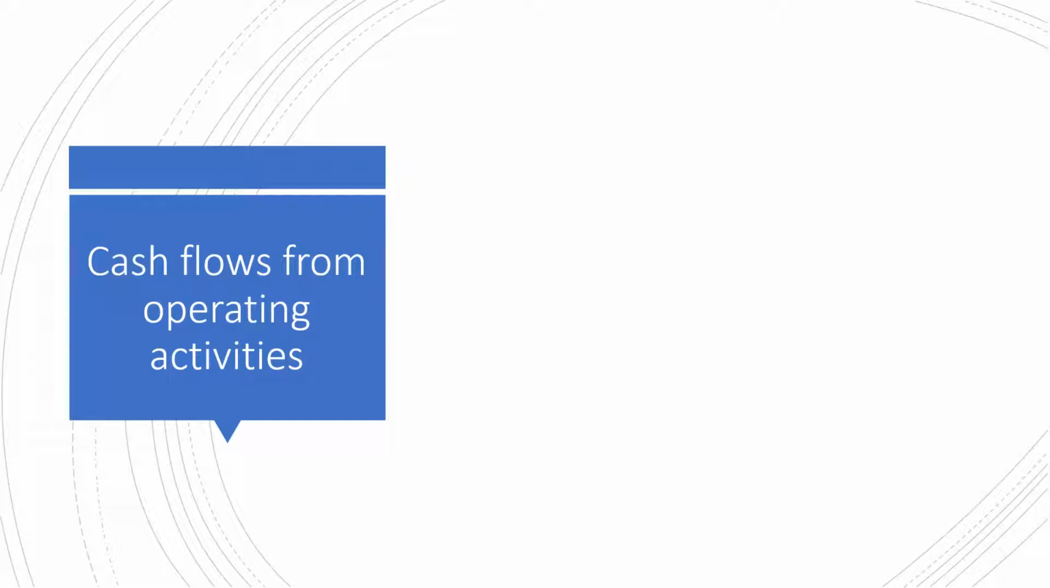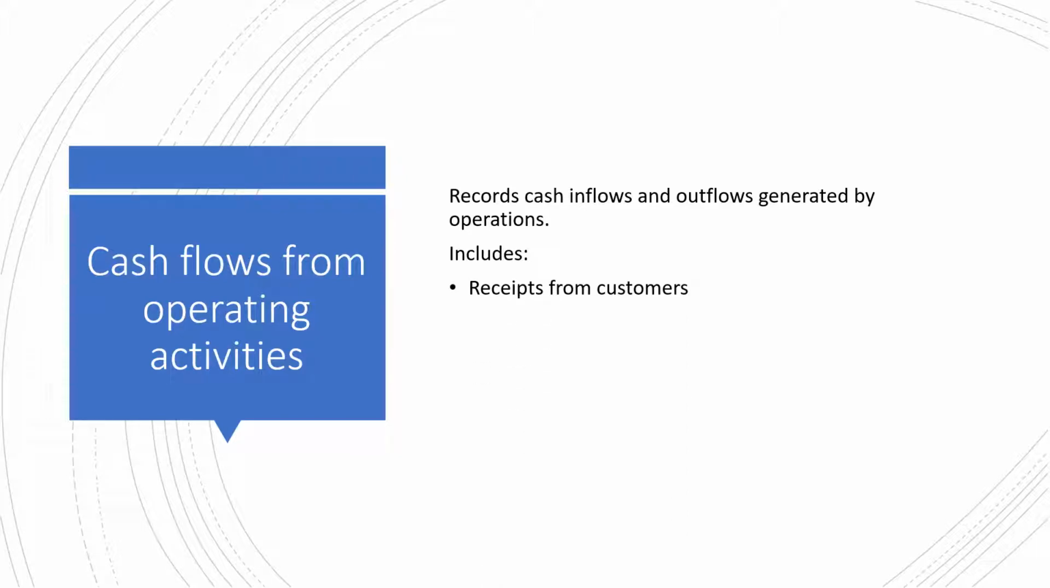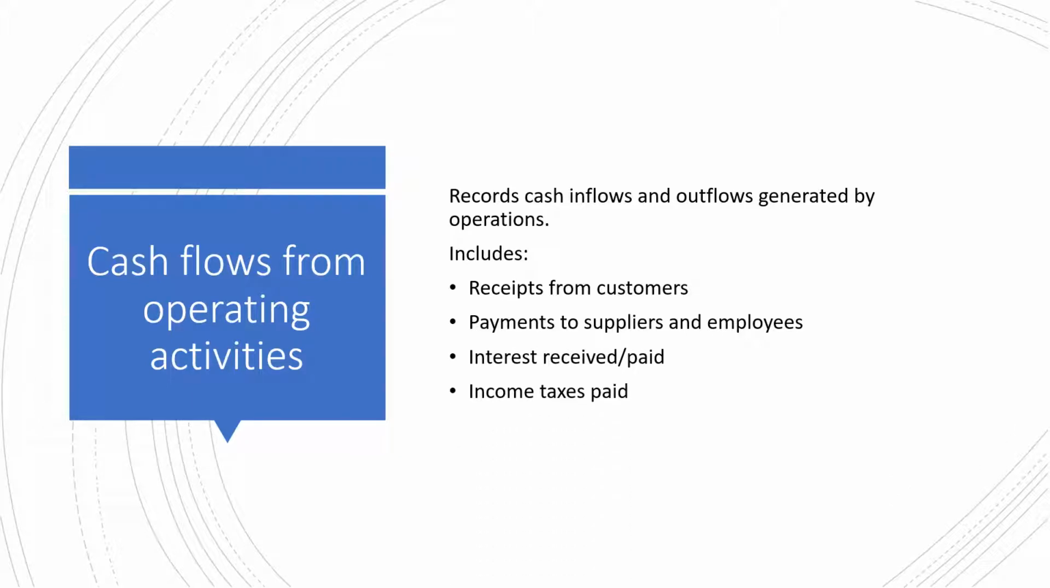Cash flows from operating activities. This section of the cash flow statement records the cash inflows and outflows generated by the operation of the business. It includes receipts from customers, payments to suppliers and employees, interest received and paid, and income taxes paid.